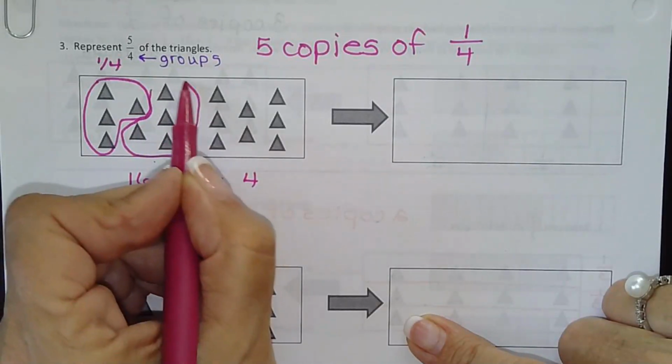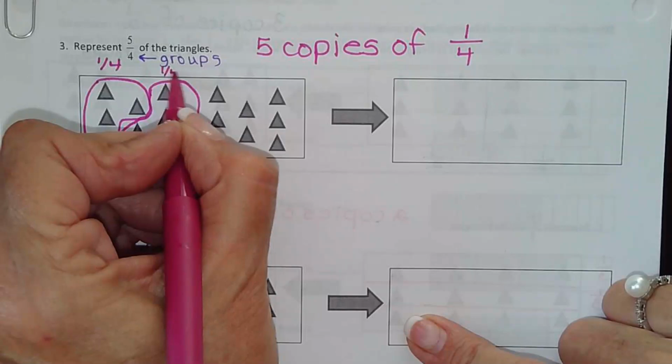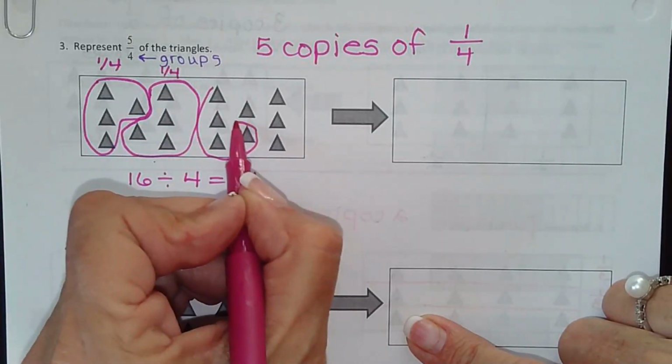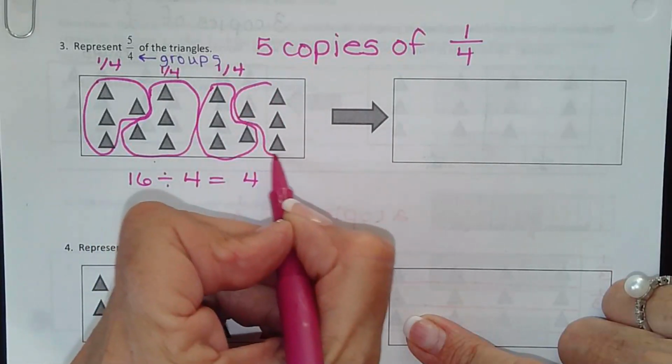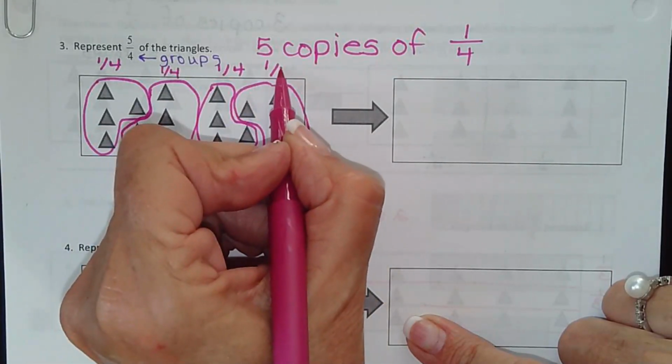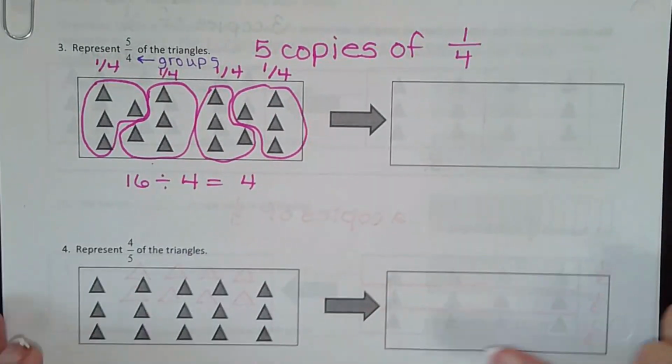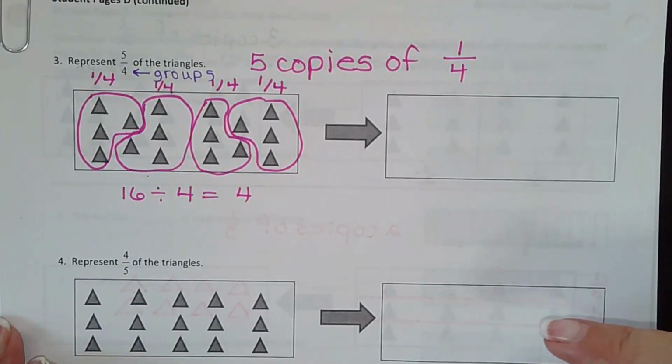Here's 1/4. Here's 1/4. And the last 4 make up the last 4th. And this says 5 copies of 1/4.